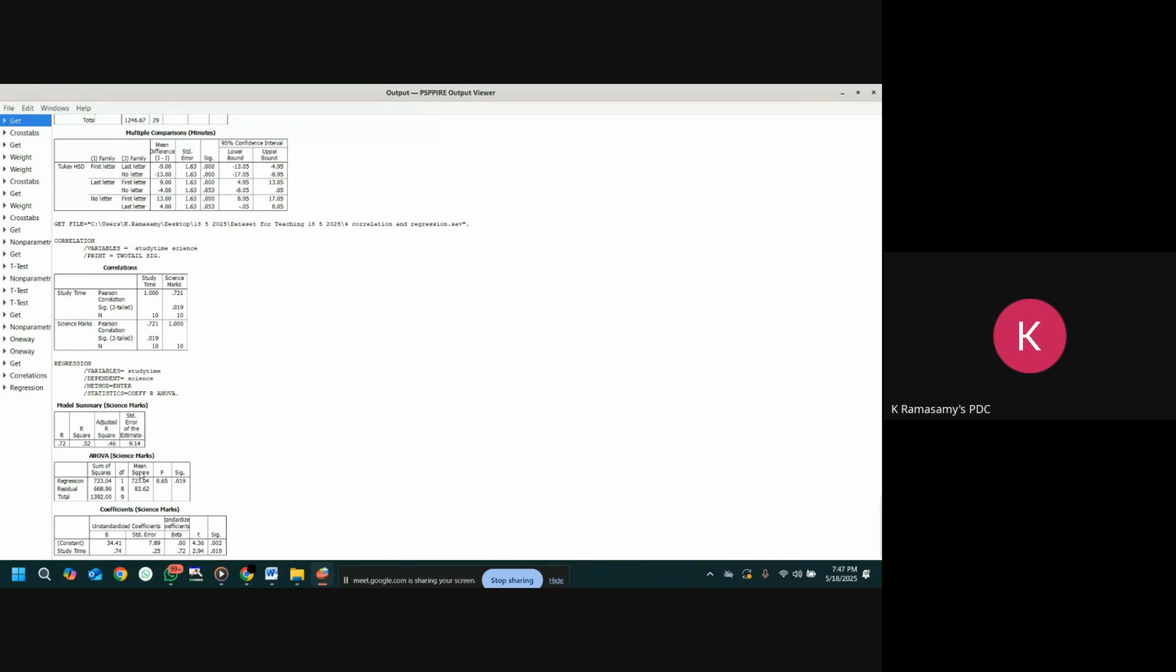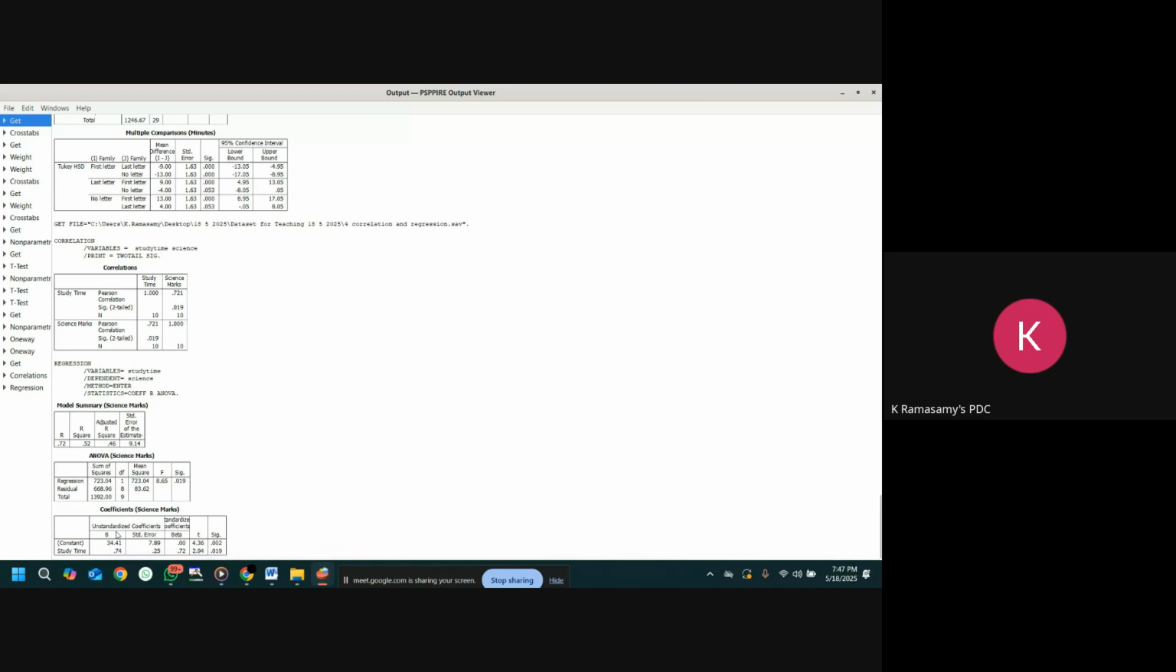So it's good. And ANOVA says that the sig value is 0.019. It means that the model is significant and study time is significantly trying to project the science mark. Study time is trying to significantly project how many science marks a particular student will score. So the model is good. If the sig value in the ANOVA test is less than 0.05, it means that the model is good, you can use it.